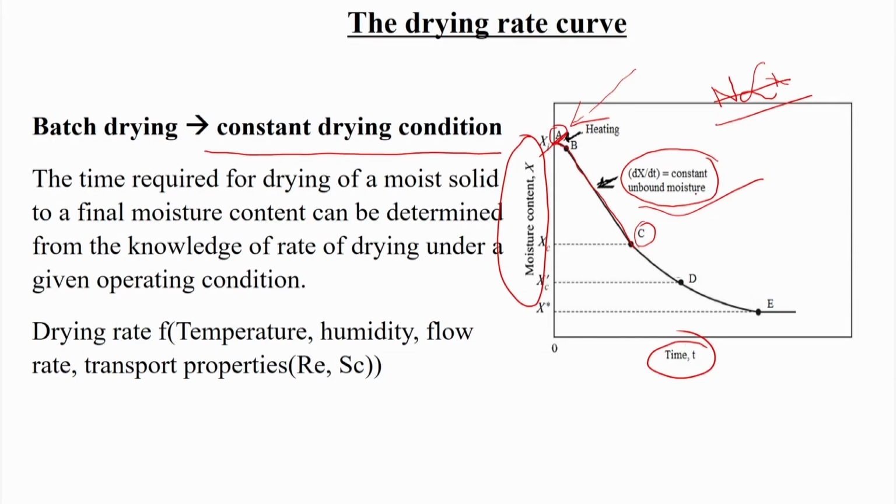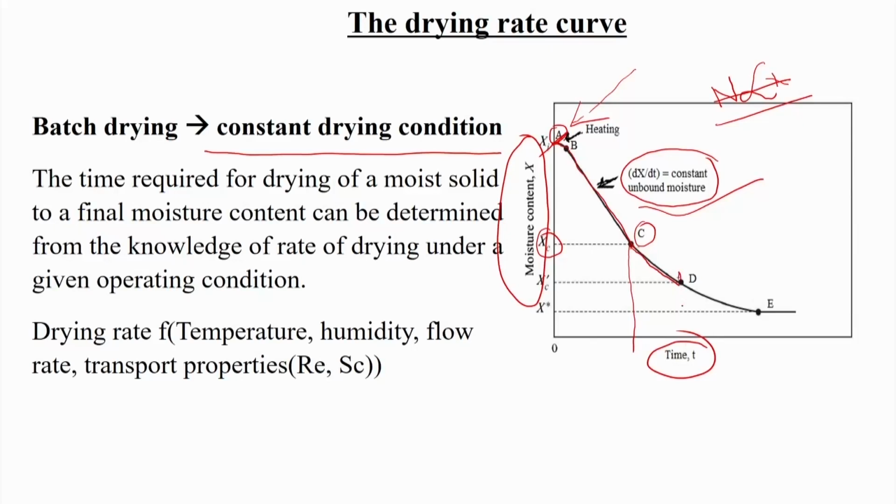So that is for the constant drying rate period. But from C to D we have the fast falling rate period. This moisture content is called the critical moisture content, which we will also discuss in the constant drying rate period. At the end of the constant drying rate period, the moisture content of the wet solid is called the critical moisture content. So from C to D is the fast falling rate period.